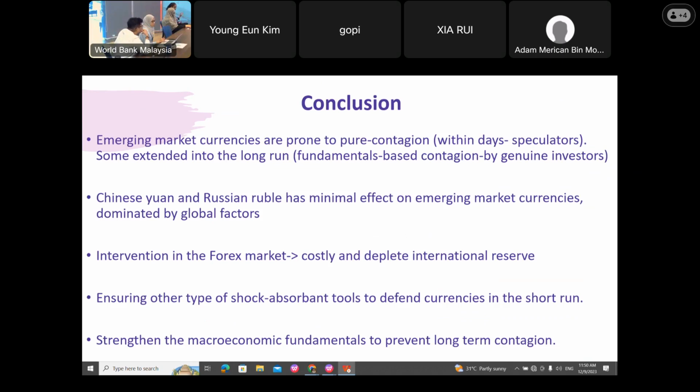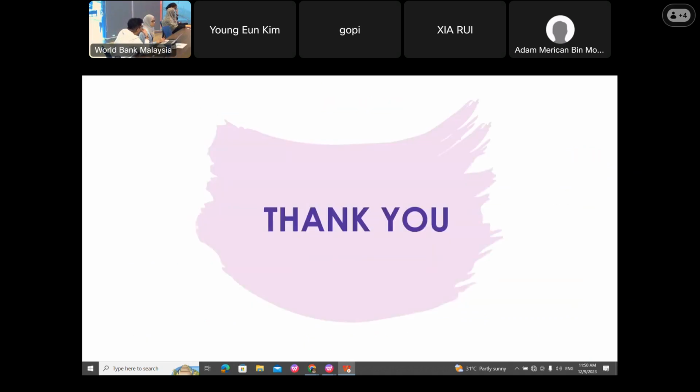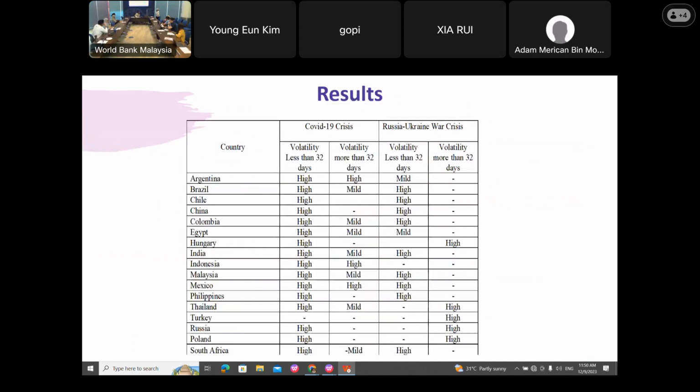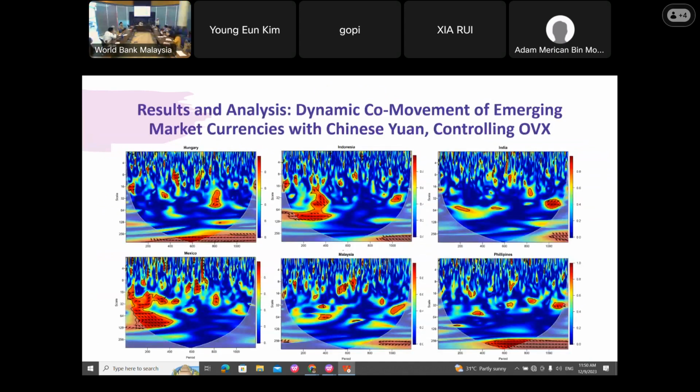So the last one, when we control, right, the last one when we control, you can see that when we control, there's no more red thing at the beginning. Okay. So when we control for the oil volatility, yeah.